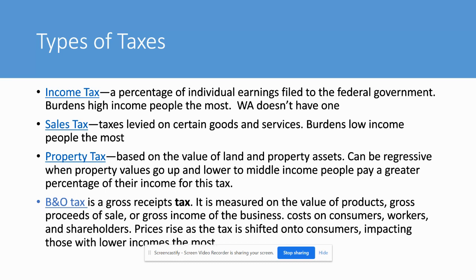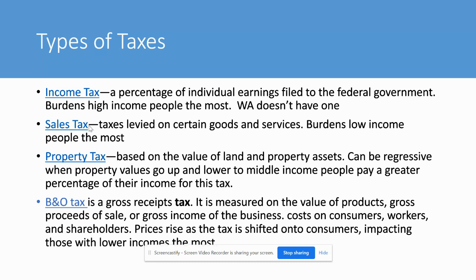So when we look at different types of taxes in this class, we're predominantly looking at 4 specific types. The first is the income tax. This is just a portion of your income, often a percentage. So people with higher incomes are going to pay more money overall.